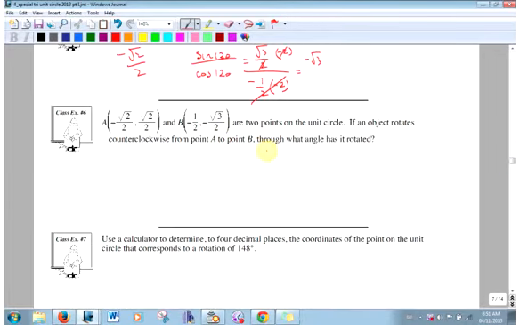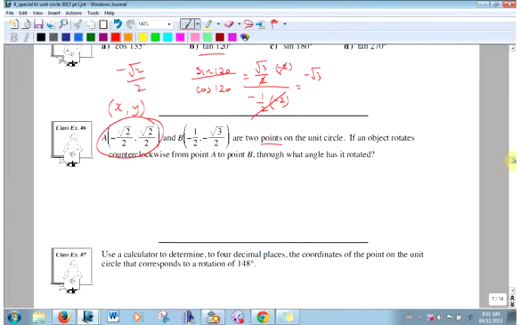How's this one different? A and B are 2 points. These are coordinates. That's x, y. Okay? Where is that? You just got to find it on your unit circle.